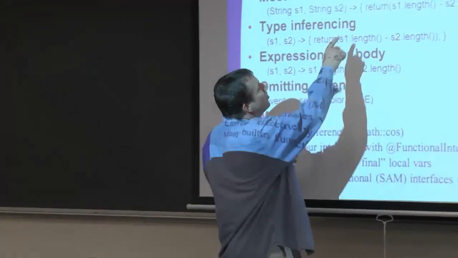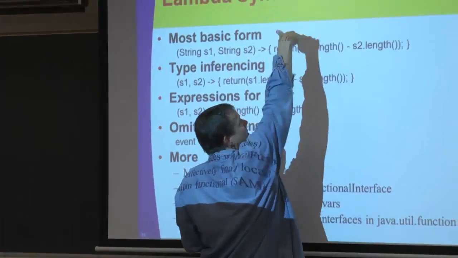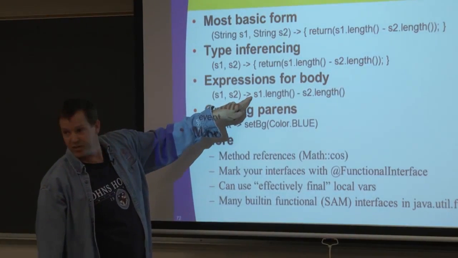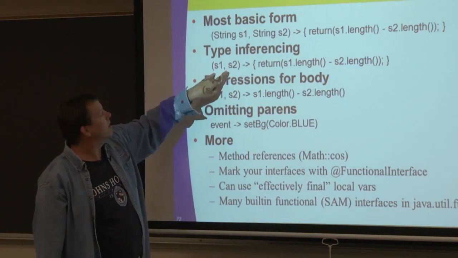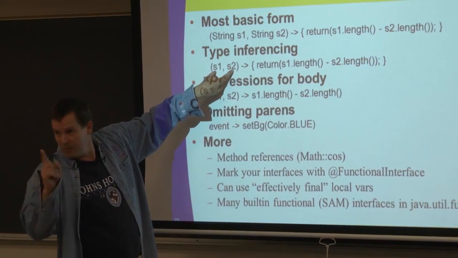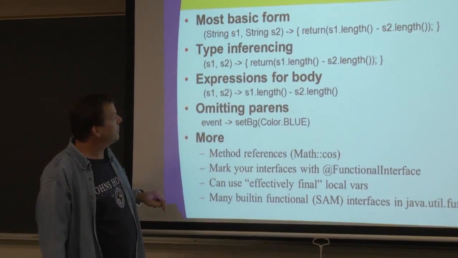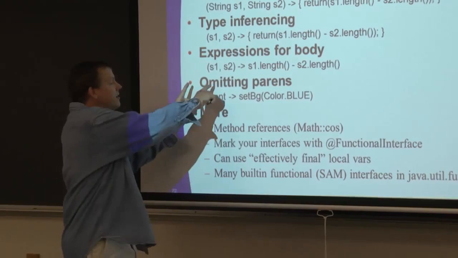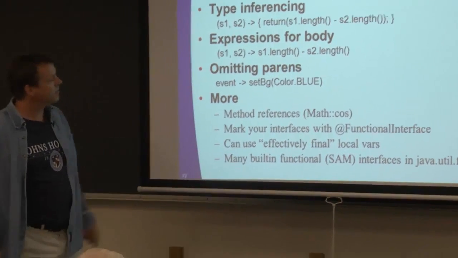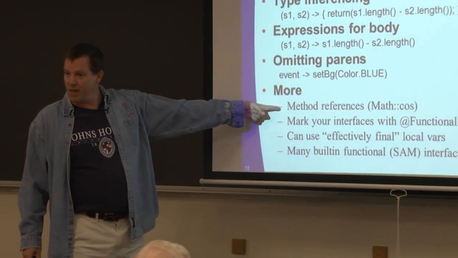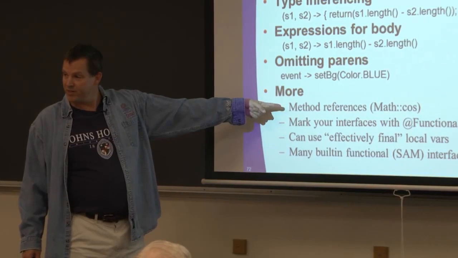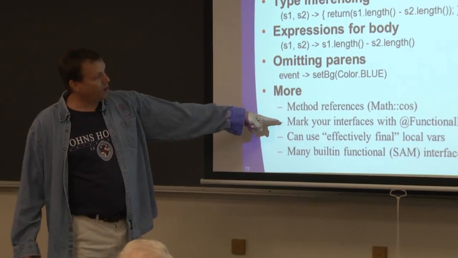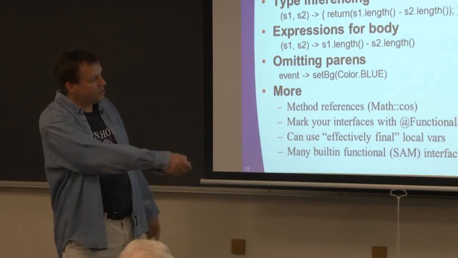But if you could express it as a single return statement without side effects, then you can leave off the return statement and just use an expression. You can leave off the types, because there's only one method. Java already knows what the types are. And if the one method of the interface has one argument, you can leave off the parentheses of that argument. Any built-in method you can use just by passing in a method reference: class name or variable name, double colon, method name.